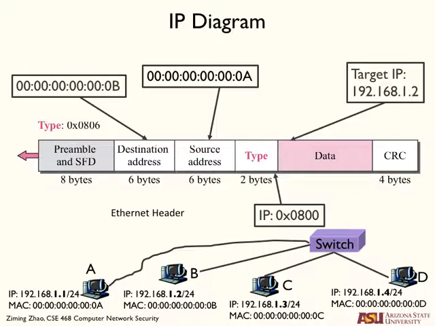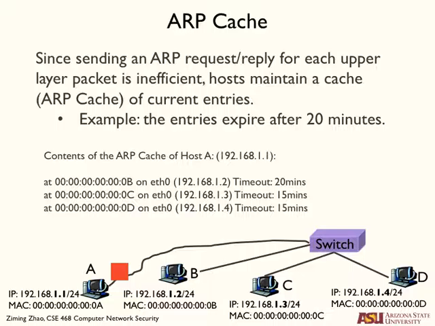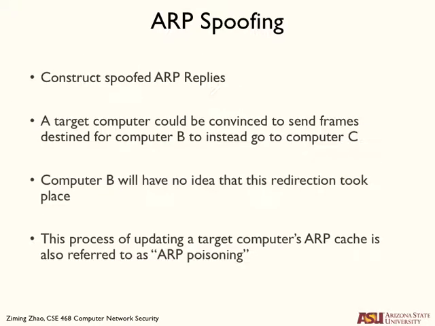So one problem of ARP is that everyone can send out an ARP reply, and it's not really authenticated. Here, host C is honest and host B is honest. It is sending out, I have this IP, and it does own this IP. However, it's possible that other dishonest hosts in this network can construct spoofed ARP replies. In that case, a target computer, for example host A, will be convinced to send the frames for computer B to computer C instead. Let's assume C is the attacker here, and neither host A nor host B knows this redirection is happening. This kind of attack is also called ARP poisoning, because it poisons the ARP cache in the host.